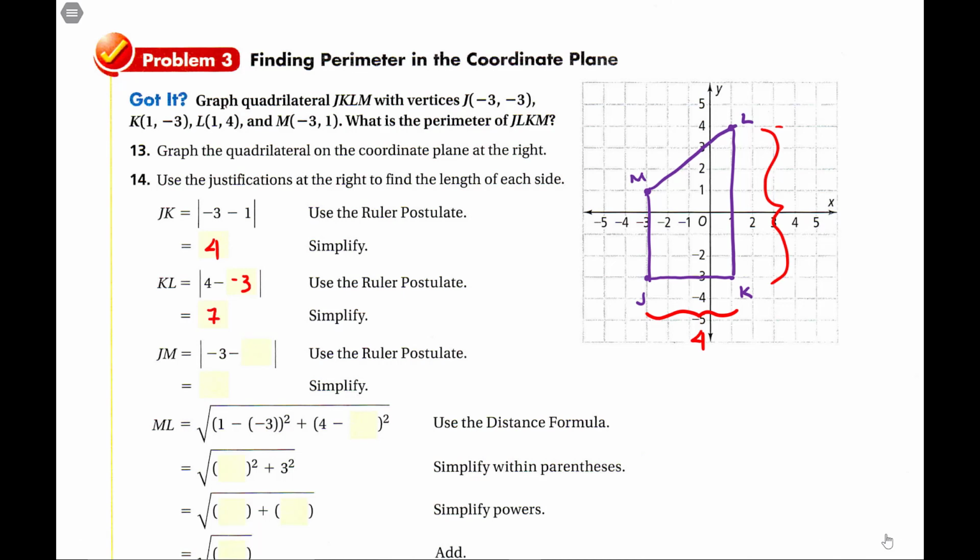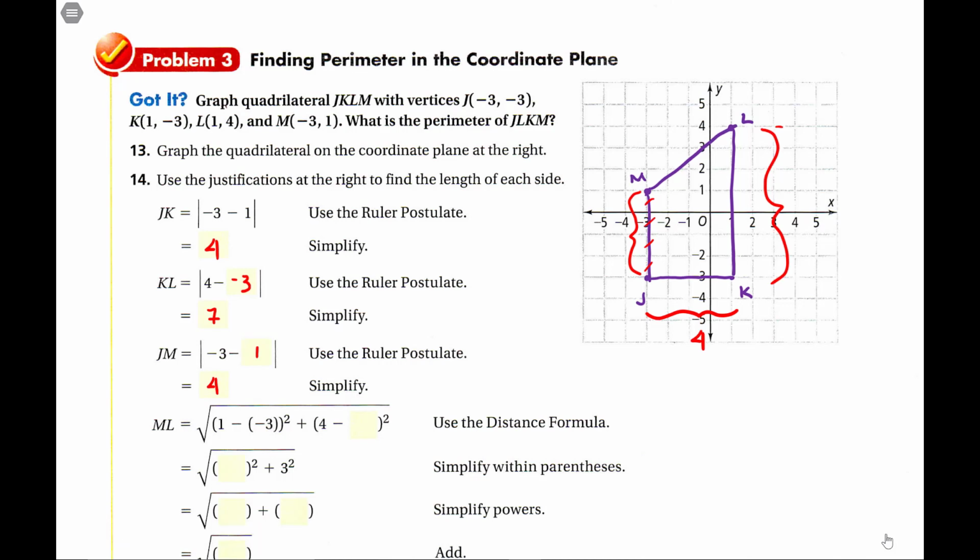For J to M, again, this one is just a straight vertical line. It's going to be -3 minus 1. And that's going to give us -4. The absolute value of -4 is +4. Again, you can verify this by just counting. So from J to M, we have 1, 2, 3, 4. That's 4 units. That's exactly what we calculated.